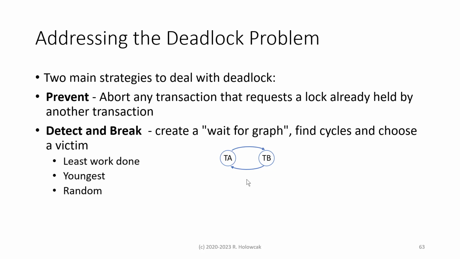We could choose this randomly. We could choose this based on when the transaction started. For example, aborting the youngest transaction that has most recently started. Or we could look at the amount of work that they have to get done. If transaction A has finished 8 out of 10 steps, and transaction B has finished 1 out of 10 steps, it might make sense to abort transaction B because it really hasn't done that much work, and transaction A is closest to completing.